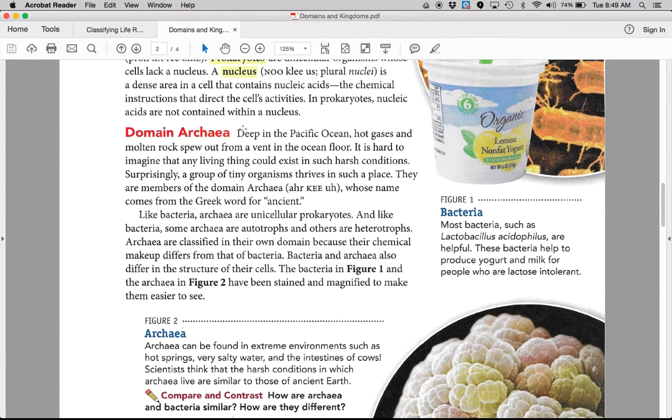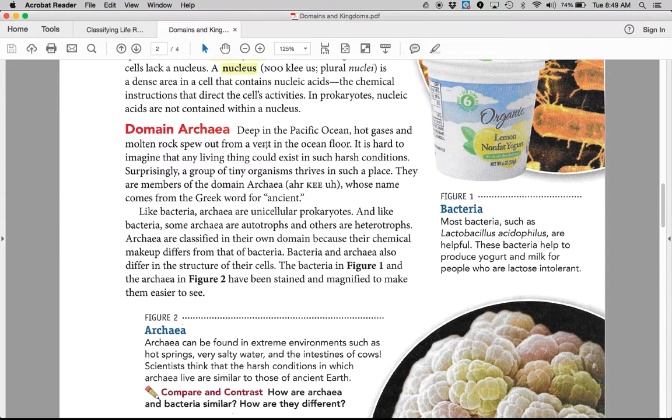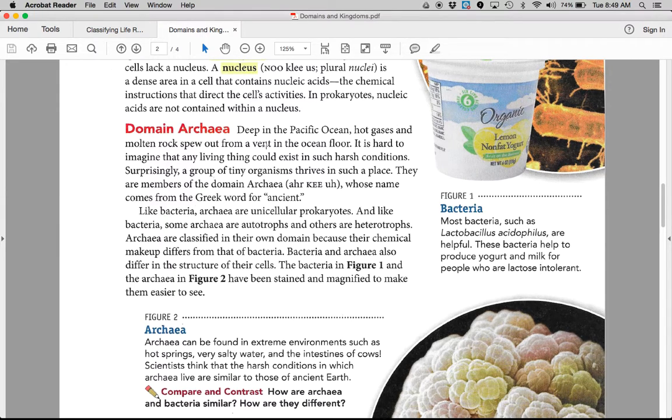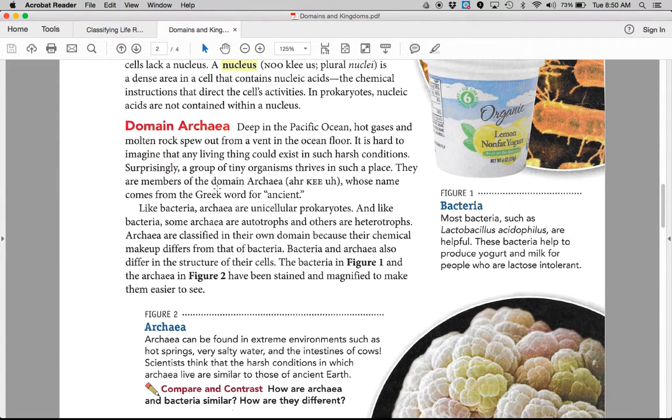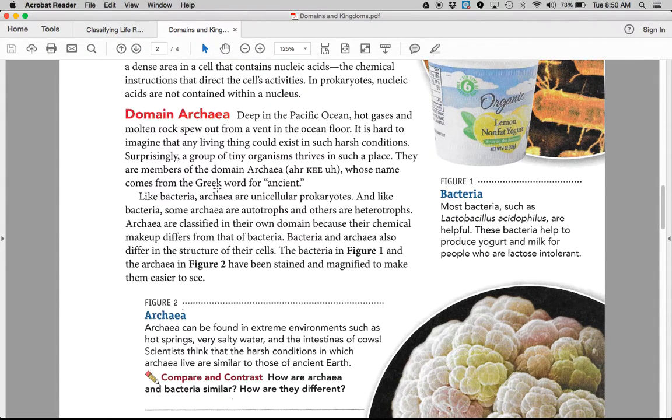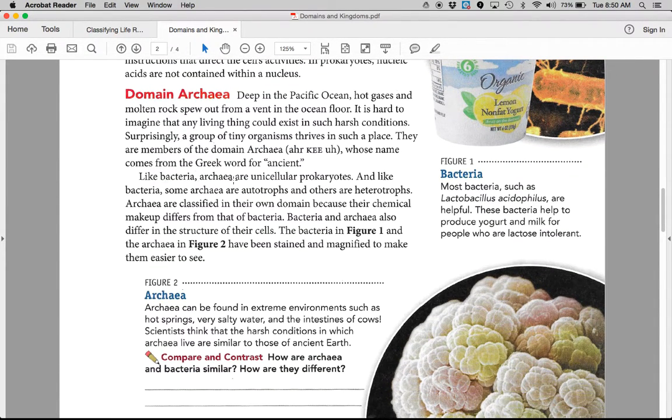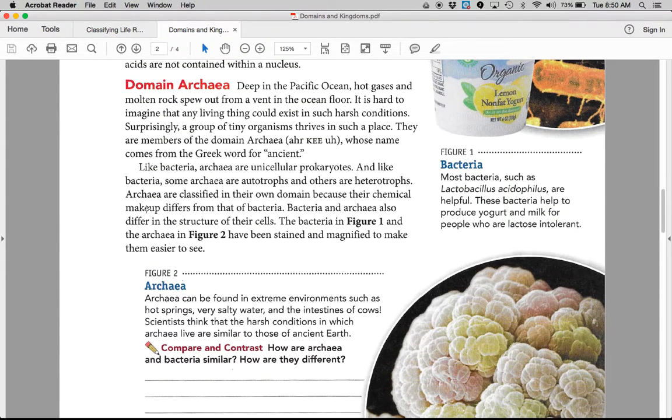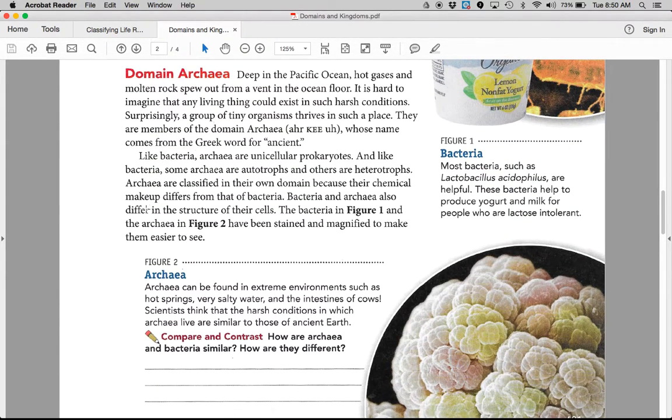Domain Archaea. Deep in the Pacific Ocean, hot gases and molten rock spew out of a vent in the ocean floor. It is hard to imagine that any living thing could exist in such harsh conditions. Surprisingly, a group of tiny organisms thrive in such a place. They are members of the domain Archaea, whose name comes from the Greek word for ancient. Like bacteria, archaea are unicellular prokaryotes. And like bacteria, some archaea are autotrophs and others are heterotrophs. Archaea are classified in their own domain because their chemical makeup differs from that of bacteria. Bacteria and archaea also differ in the structure of their cells.